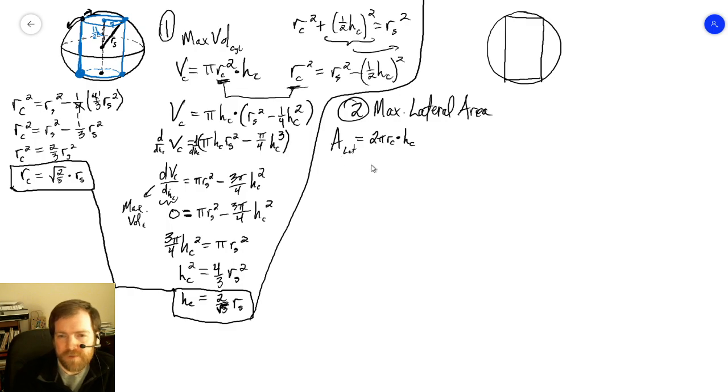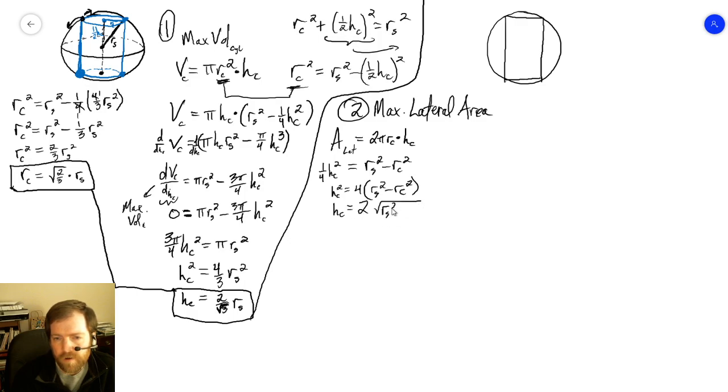Alright, let's go the other way this time, just because I don't like fractions. This is going to be rs squared minus rc squared. So the relationship between the two radii is going to be equal to 1/4 hc squared. Then multiply through, this is going to be hc squared equal to 4 times the quantity rs squared minus rc squared. Take the square root of both sides. hc is going to be equal to 2 times the square root of rs squared minus rc squared.